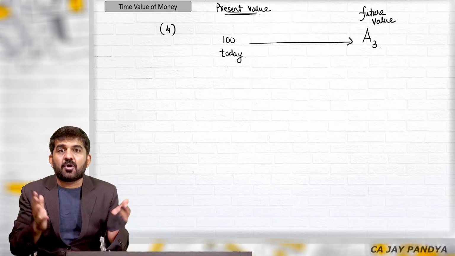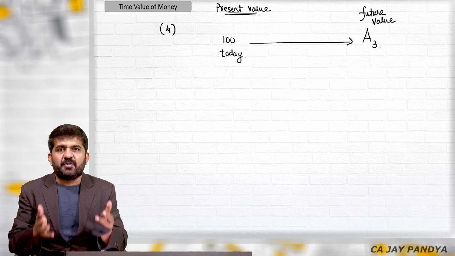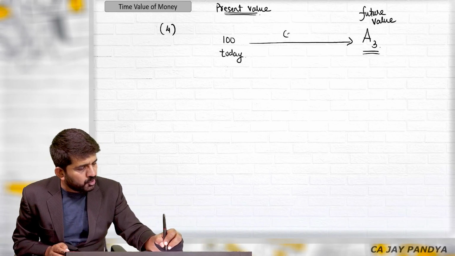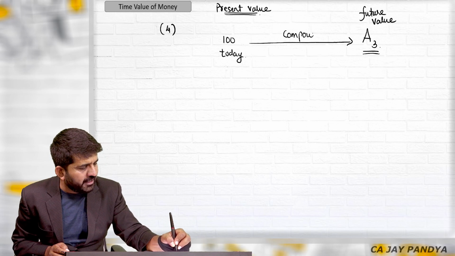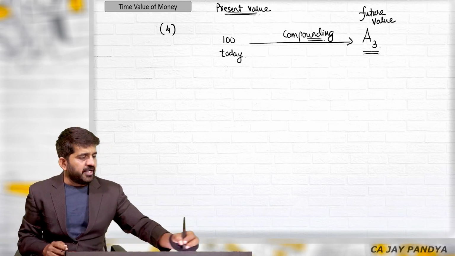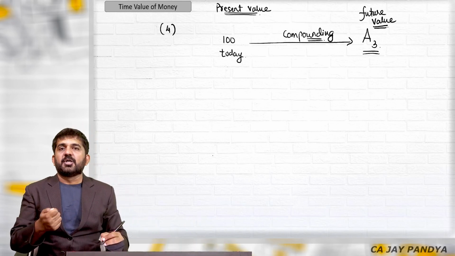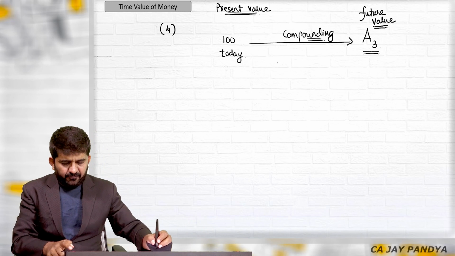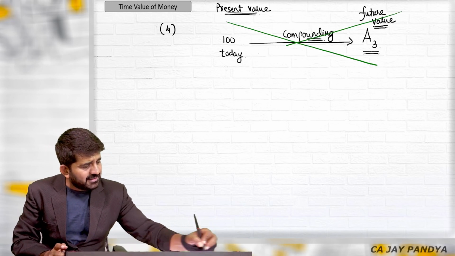We were compounding the interest. We were adding the interest and finding out some value. So these questions are also known as compounding questions. They are also known as questions of future value because you are finding out future value. But what if this is not the question?